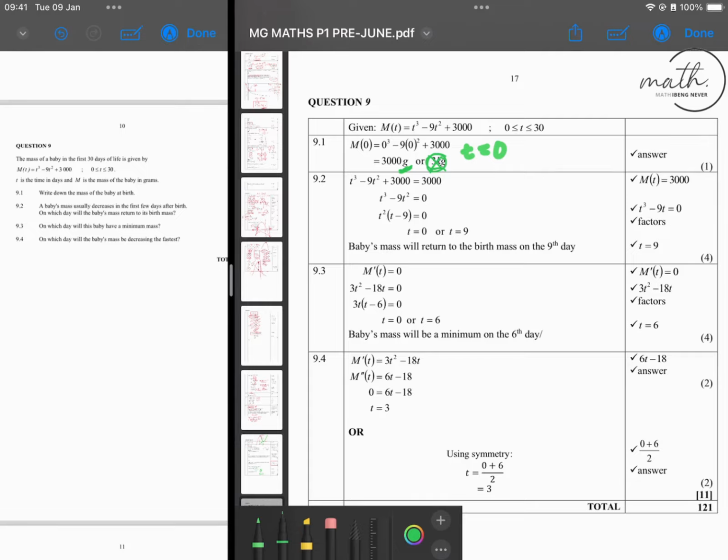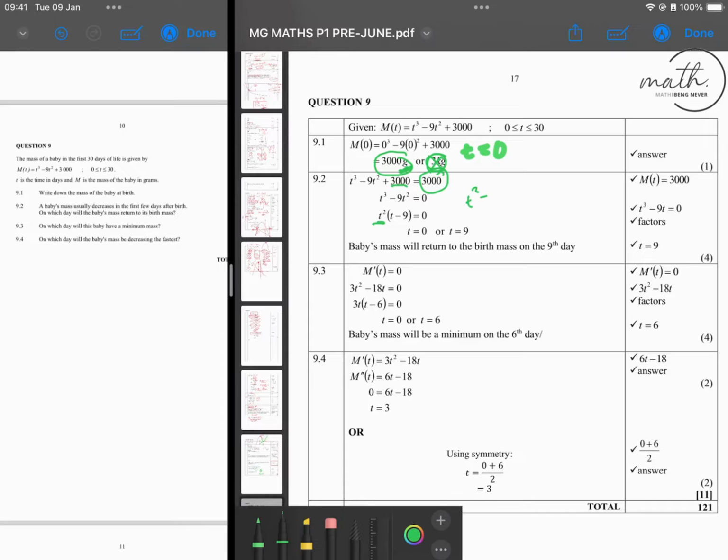So the second one, 9.2, a baby's mass usually decreases in the first few days after birth. On which day will the baby's mass return to its birth mass? So birth mass is 3,000 grams. So when will it get there? Just use the formula, substitute the mass. The mass is 3,000. You want to know what the days will be. From there, move the 3,000 to that side. You subtract, and you're left with this common factor t squared.